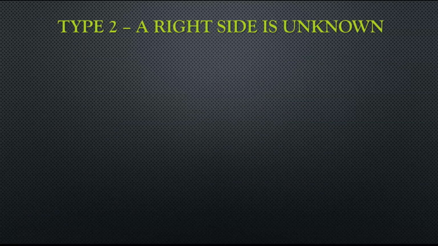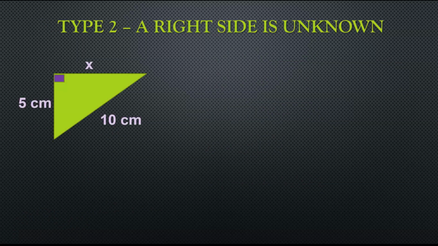Let's have a look at type 2. And of course, that's where this time you have the hypotenuse, but you're missing one of the side lengths. So once again, always write your formula. And now we're going to substitute our information in. So again, what are A and B? They're the two lengths that make up your right angle. And in this case, they're 5 and x, or x and 5. So it's going to be x squared plus 5 squared equals 10 squared.